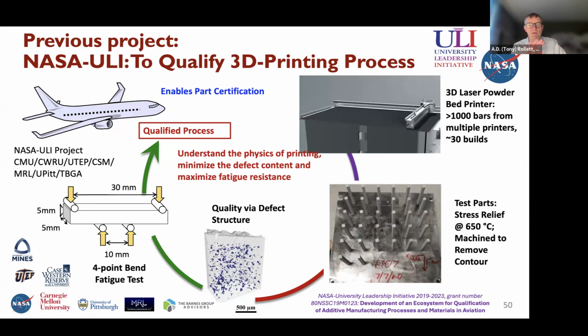And again, it's going to be quite high level just to give you some idea what's going on. We had a large NASA-supported project where we printed lots and lots of these 4-point bend fatigue bars. So you can see the individual bars still sitting on the plate. We did computed tomography on a pretty good fraction of them. And then we applied 4-point bend fatigue, which turned out to be a very useful way to do relatively high throughput fatigue testing. Maybe not the ultimate in throughput, but not too bad.